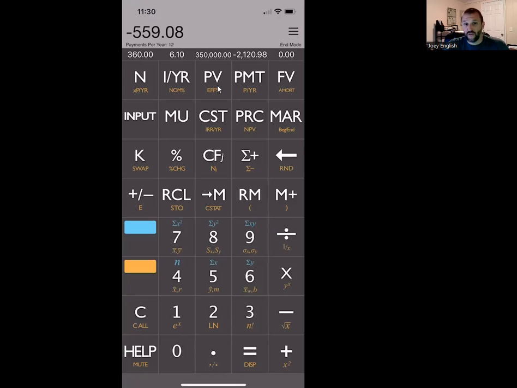Okay, that is a difference of nearly $600. It's $559. And do remember, these calculations don't include taxes and insurance. This is just a principal and interest payment alone. So this is the fixed numbers.